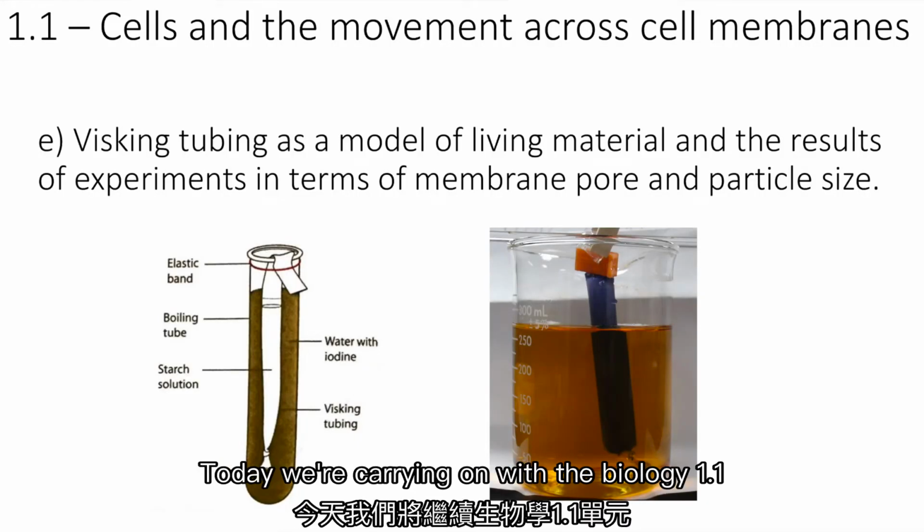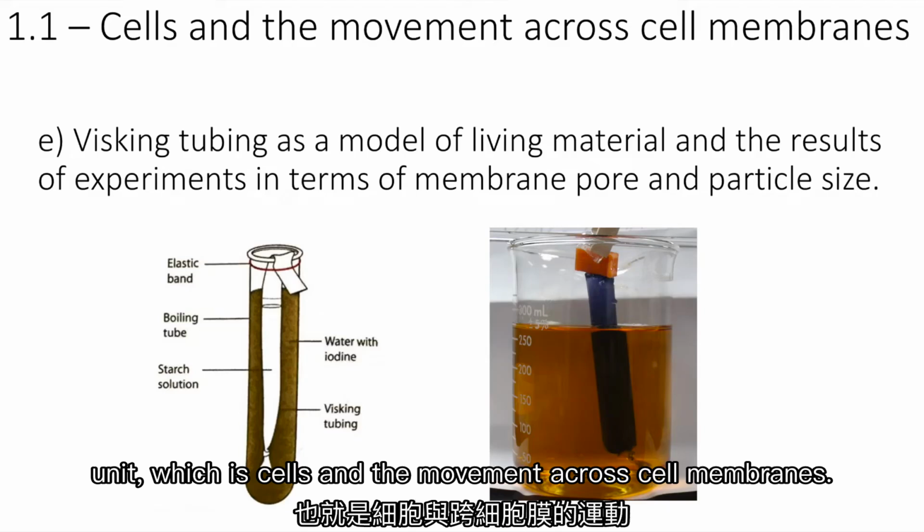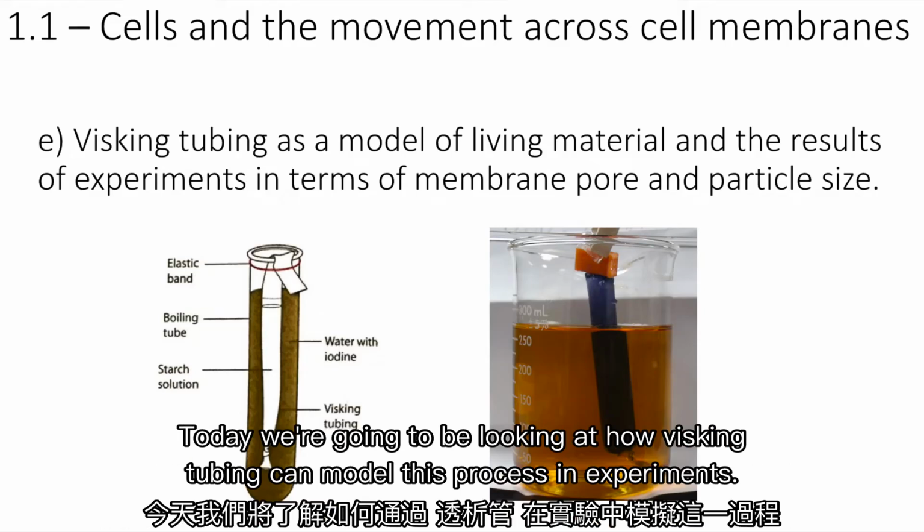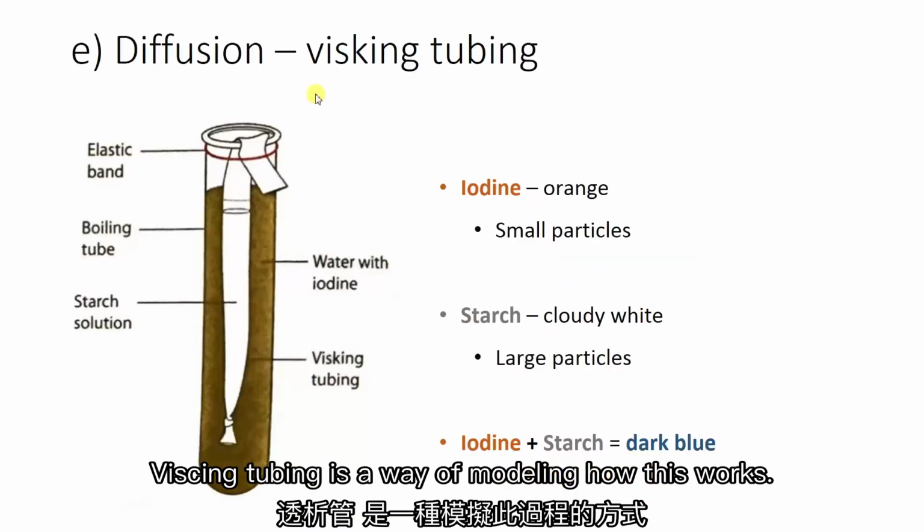Today we're carrying on with the Biology 1.1 unit, which is cells and the movement across cell membranes. Last time we were talking about diffusion as a way of things getting in and out of cells by their cell membranes. Today we're going to be looking at how Visking tubing can model this process in experiments. Visking tubing is a way of modelling how this works.